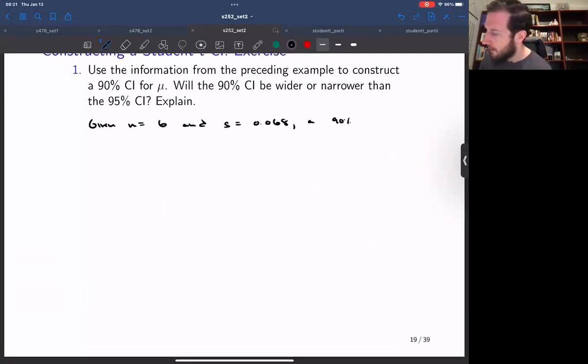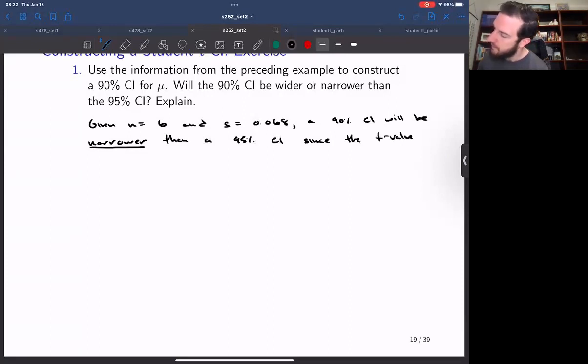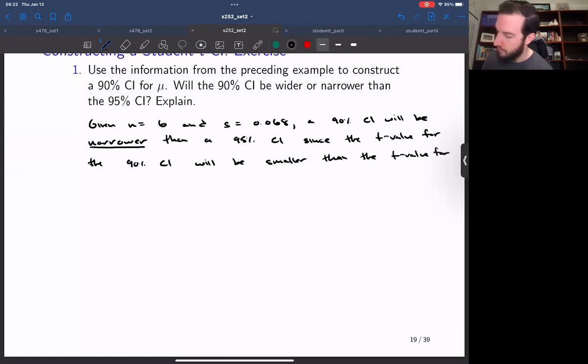Okay. A 90% CI will be narrower than a 95% CI, since the t value for the 90% CI will be smaller than the t value for the 95% CI, right? So we had actually talked about this a little bit at the beginning of class.